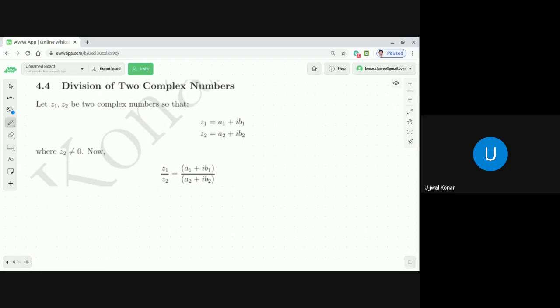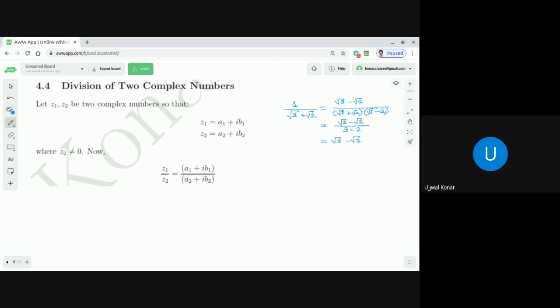For example, if I tell you to simplify 1 by square root of 3 plus square root of 2, generally what we do is multiply both numerator and denominator by square root of 3 minus square root of 2, correct or not? Square root of 3 plus square root of 2 into square root of 3 minus square root of 2. In the denominator we get square root of 3 whole square, that is 3, minus square root of 2 whole square, that is 2. So what we get is root 3 minus root 2, and that is a more representable format.